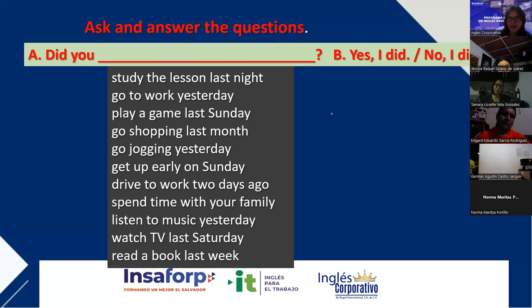Now, look at this. I have some questions for you. So I'm going to give you time for you to ask each other. Check the structure, right? Did you study the lesson last night? And then you answer, yes, I did, or no, I didn't. But you can also give some extra information, right? Did you study the lesson last night? You say, yes, I did. I did some exercises to practice more. Did you go to work yesterday? No, I didn't, because it was my day off. Right, so you can give some extra information there to answer the question.